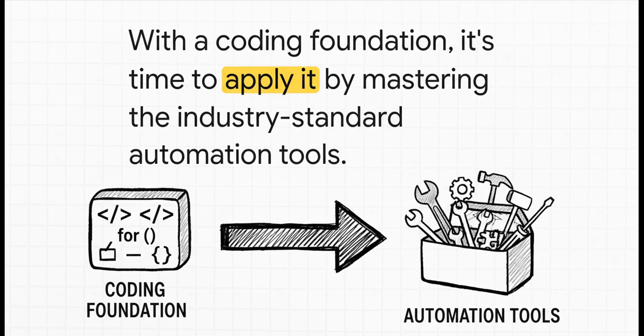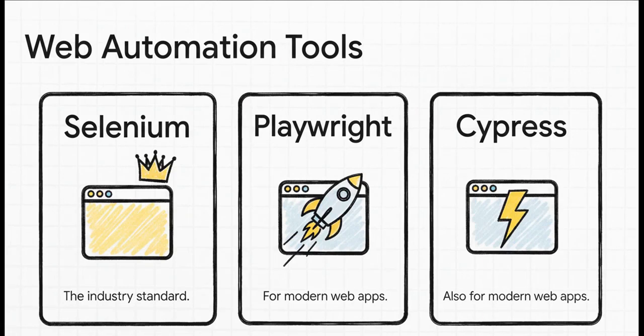All right, so once you've got that coding foundation locked down, it's time to actually apply it. And you do that by mastering the industry-standard tools that bring all that awesome code to life. For web automation, these are the names you have to know. You've got Selenium, which is kind of the long-reigning champ, right? But these modern tools like Playwright and Cypress are gaining massive traction, and for good reason. They often offer faster execution and a much more developer-friendly experience. Knowing at least one of these inside and out is absolutely critical.